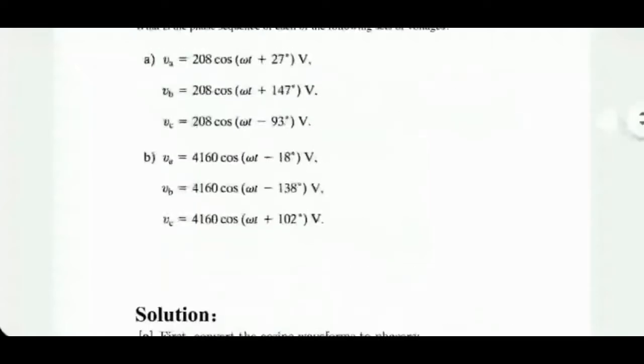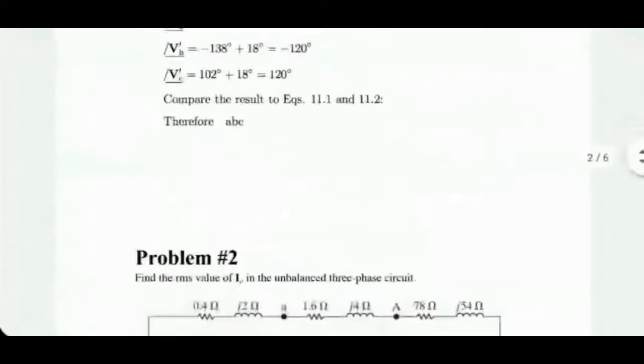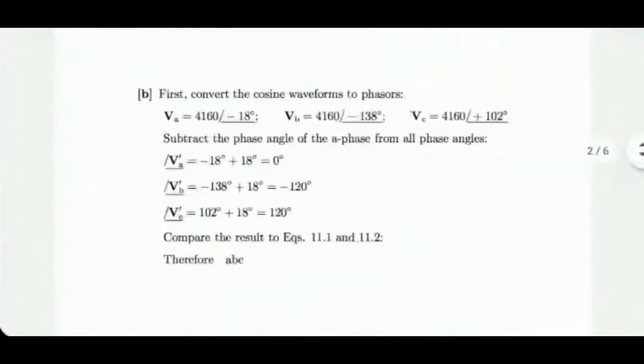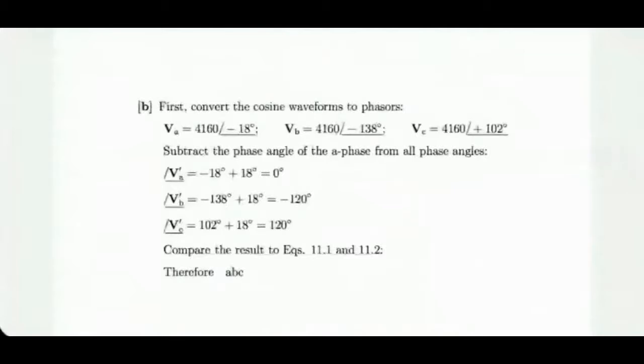For the second case also, similarly, you take minus 18 degree and subtract it from the other two. So you will get minus 120 degree and plus 120 degree. I think this is positive sequence. Yeah, this is ABC, which means positive sequence.